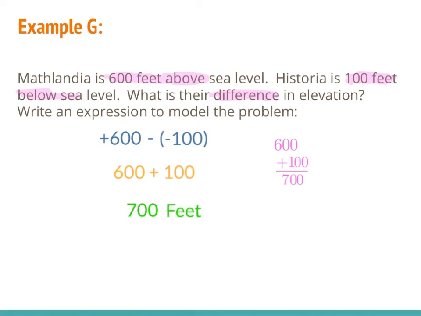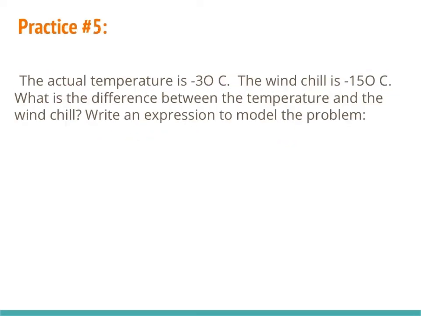Go ahead and make sure that your problem looks like mine, and then let's have you try one on your own. Here we are at practice number 5. The actual temperature is negative 30 degrees Celsius. The wind chill is negative 150 degrees Celsius. What is the difference between the temperature and the wind chill? Write an expression to model the problem. So you're going to try this one on your own. You're going to pause the video now. Make sure you either highlight or underline the important information, then complete the problem and press play again to see if you are right.